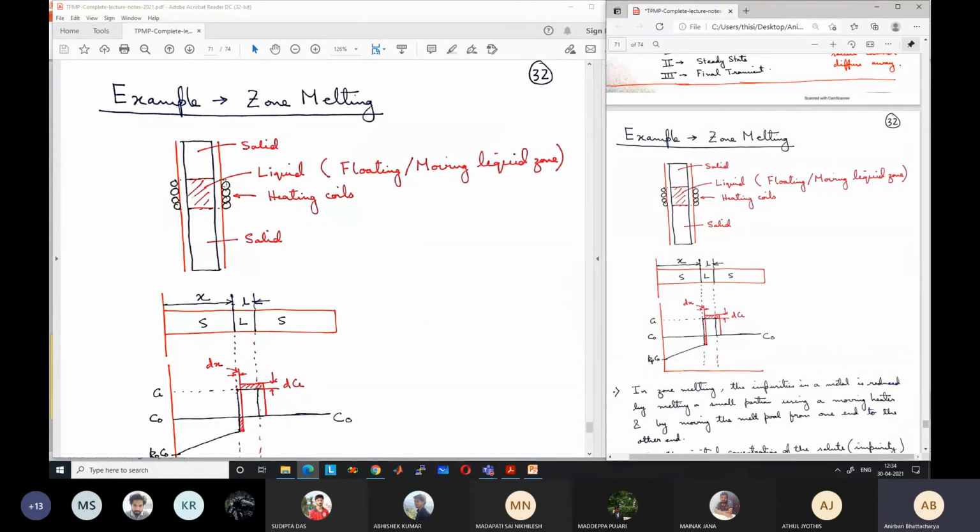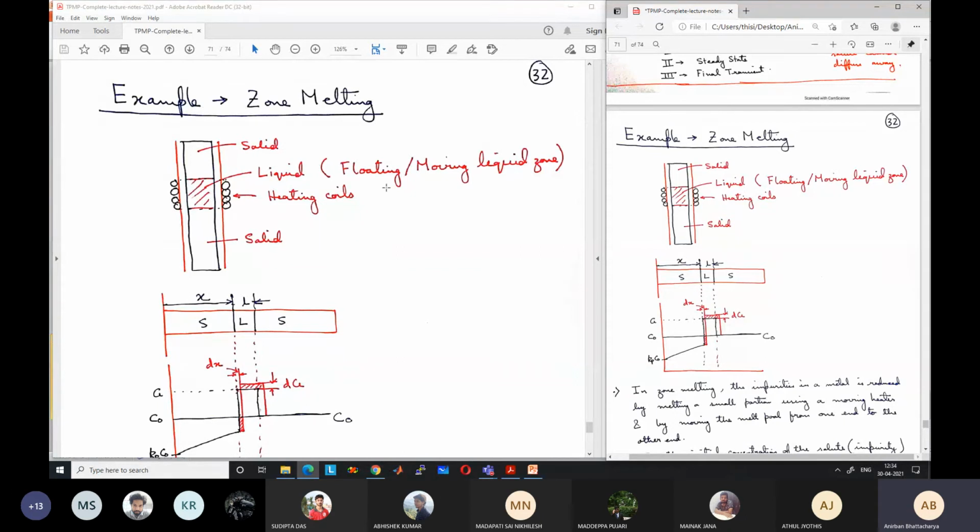So we will assume a schematic diagram like this, where you have a solid body and then there is a heating coil. The heating coil is moving forward, and within the heating coil we have a small liquid zone.